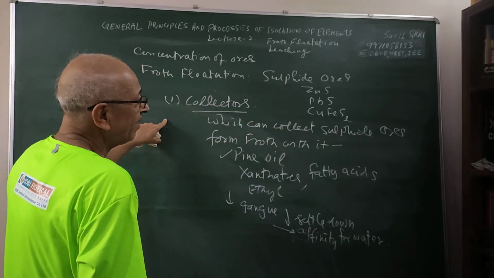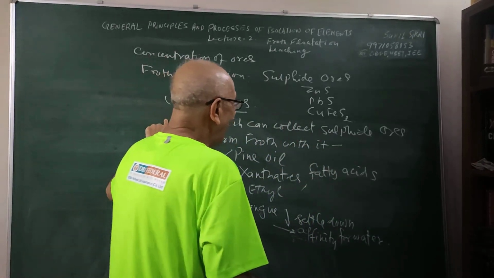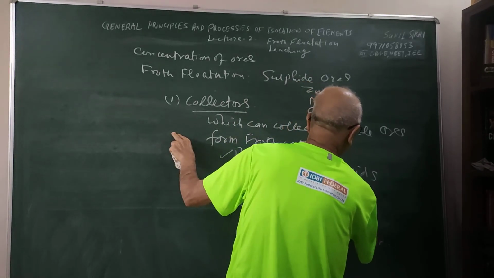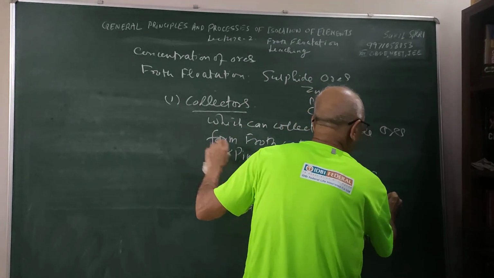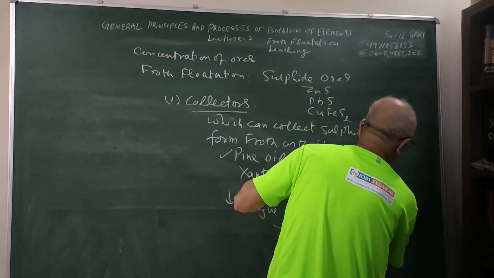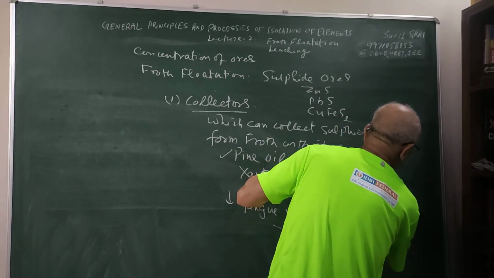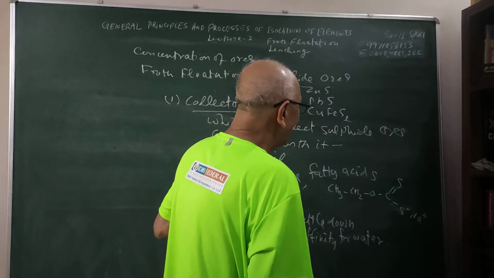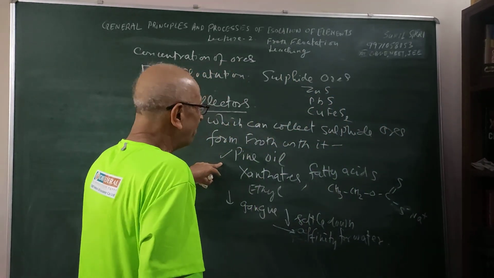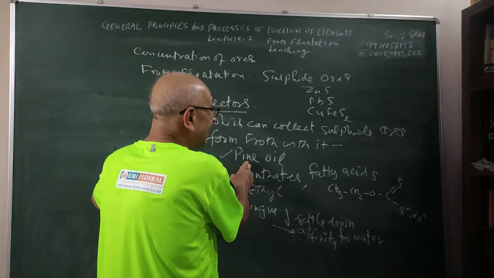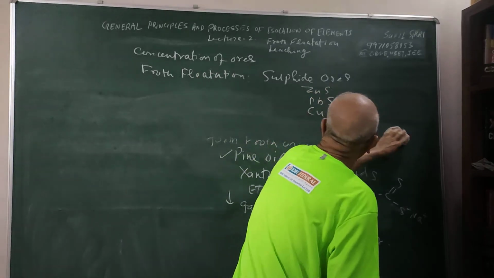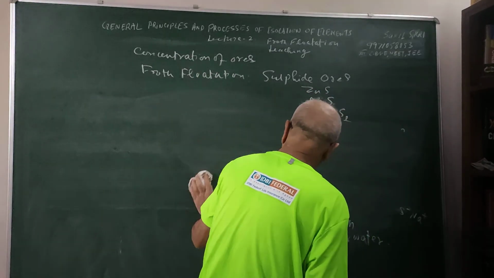So one thing is, there will be collectors which we are using, such as ethyl xanthate, CH3CH2OCS2 minus Na plus. So this is our ethyl xanthate, and you have terpenyl type of oils. They will take the sulfide ores with them. But once the froth is formed, students, do we need froth stabilizers?